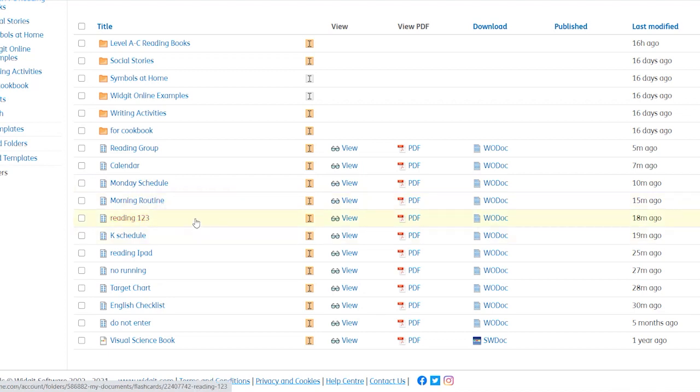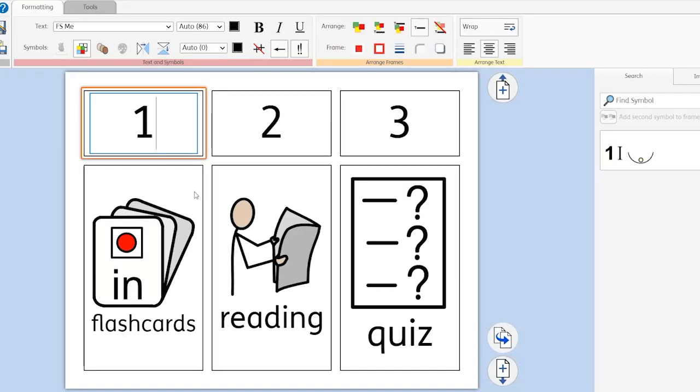Some of my students use 1, 2, 3 charts or first-next charts. These would be used within that particular center. Oftentimes these are put in the student's actual workbook. This tells them the sequence of events in that center. In this case, this is the one that again goes with that reading center that we were seeing.